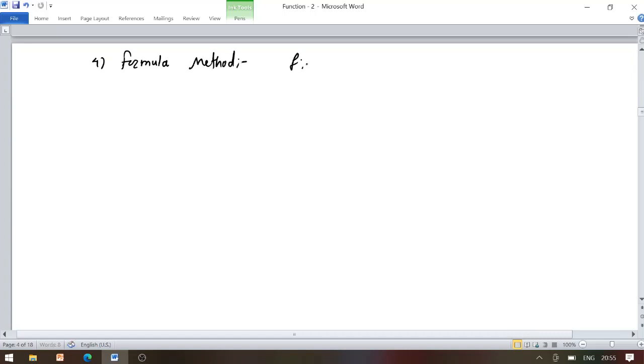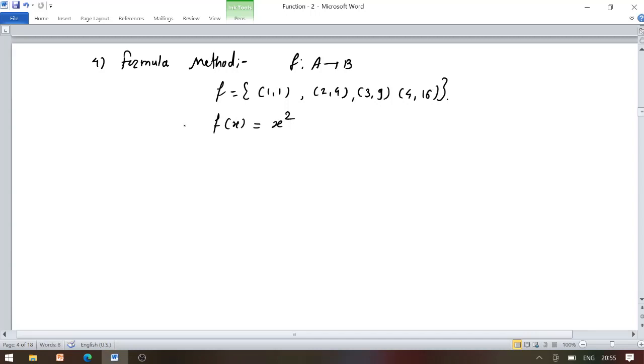If f is a function from A to B and f is of the form (1, 1), (2, 4), (3, 9), you may consider a few more elements like (4, 16), more than enough. So it is a function f of x such that it becomes your square function. So you might have the notation y equals f of x equals x squared.